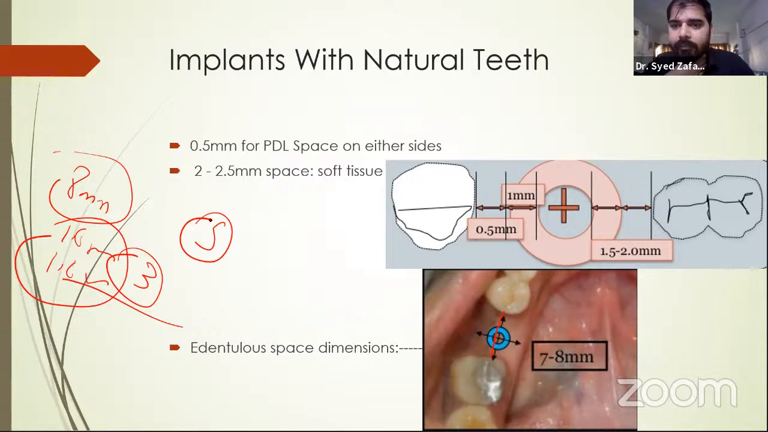Mostly in the anterior, we place 3.5, 3.75 up to 4 mm implants. But in the posterior, we don't place 3 mm, 3.5 mm or 3.8 mm implants because there are very high occlusal forces. They can fracture the implant. Mostly in the posterior, we place implants with a diameter of more than 4 mm.